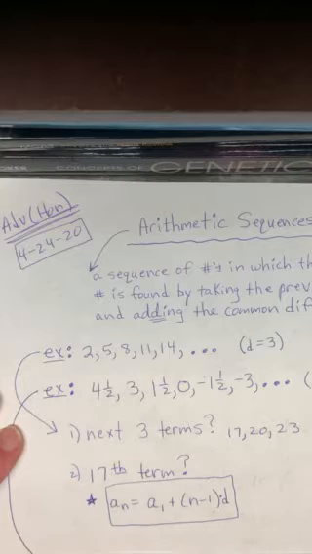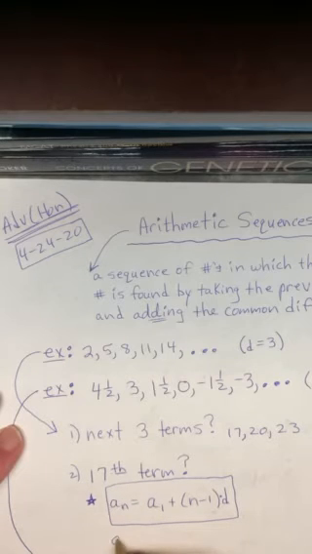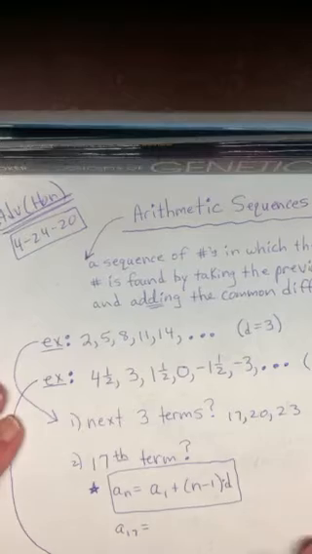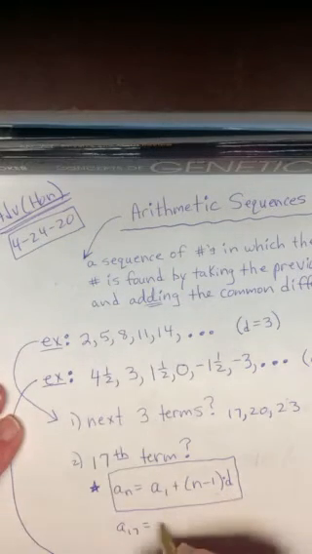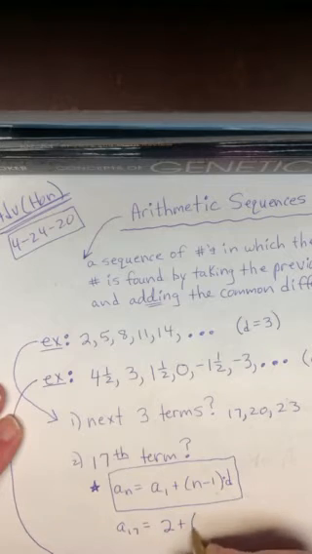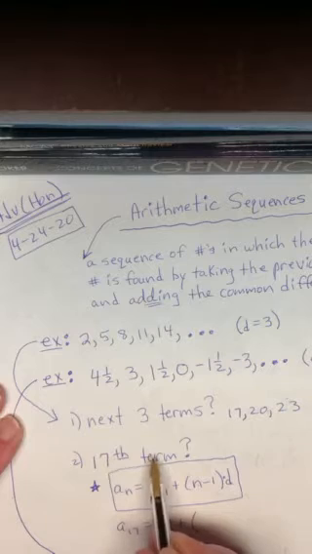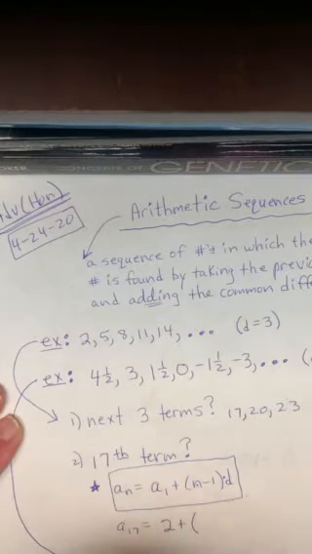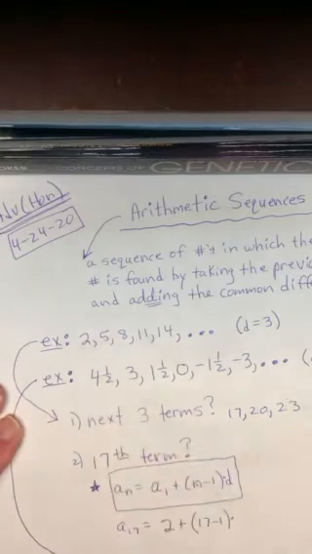So with this in mind, let's give it a shot here. If I told you now to find the 17th term of that sequence, here we go. A sub 17 equals a sub 1, the first term, which we look up and see is 2, plus parentheses, n is 17, so 17 minus 1 times the common difference of 3.